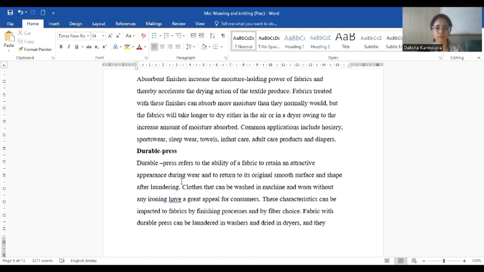Clothes that can be washed in a machine and worn without any ironing have a great appeal for consumers. These characteristics can be imparted to fabrics by finishing process and by fiber choice.